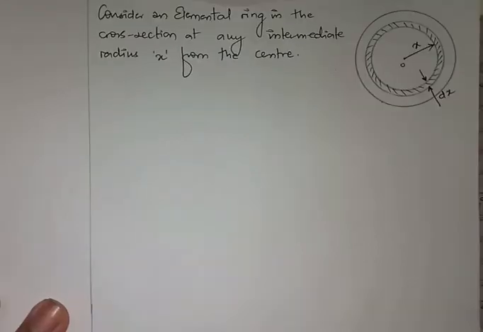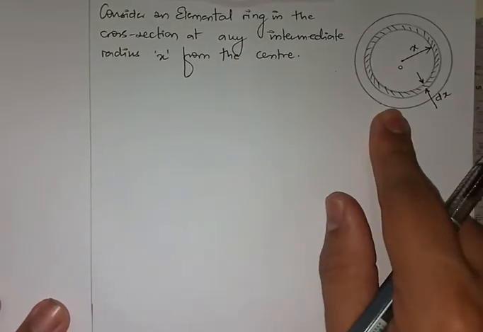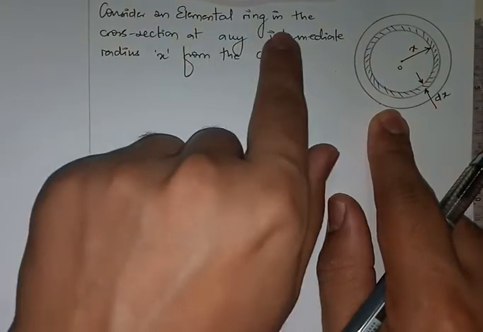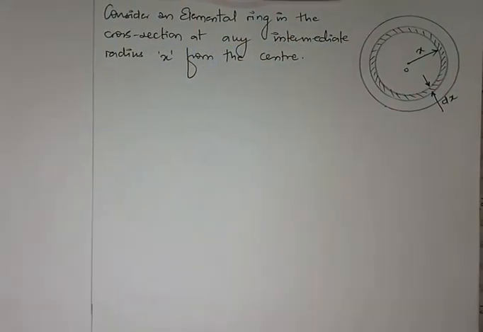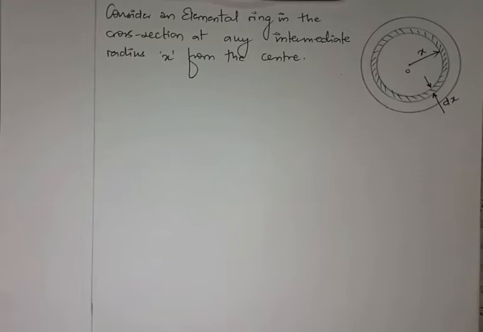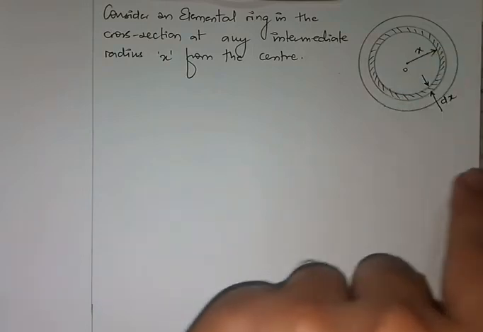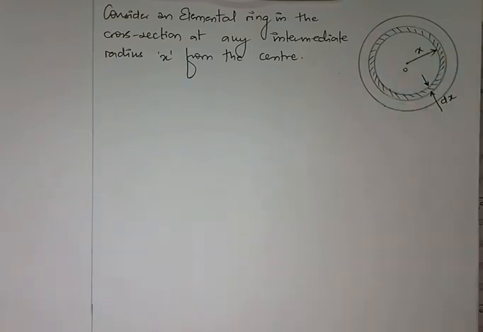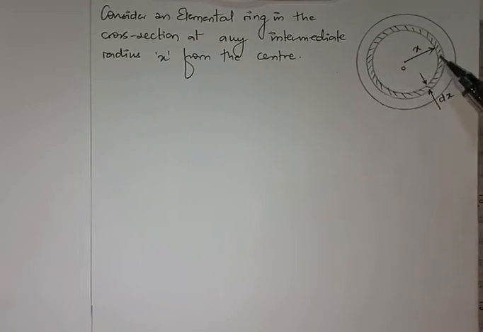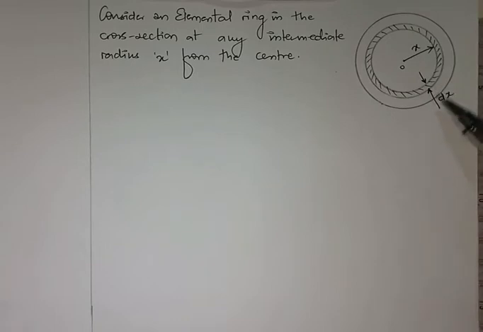Next we'll proceed further by taking a circular element in the cross section. Consider an elemental ring in the cross section at any intermediate radius x from the center. I have just enlarged the cross section to make things clear; it is the same cross section as the previous one. The elemental ring is at a radius of x from the center and has a thickness of dx.